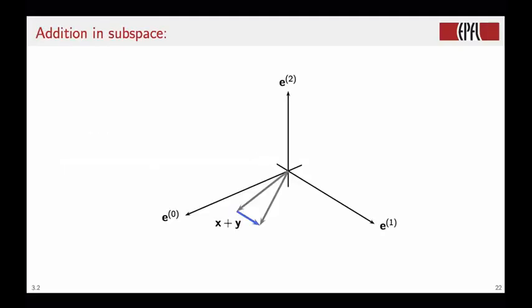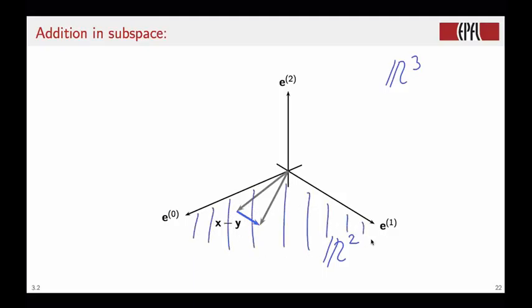Okay? So the example again is easy in R3. If we have R3 with basis vectors E0, E1, E2, and we add two vectors in the subspace R2, which is the floor, if you want, in this three-dimensional space, then x plus y, two vectors in R2, the result will be a vector in R2. Okay, and just to make sure, R2 here is spanned by E0, E1.